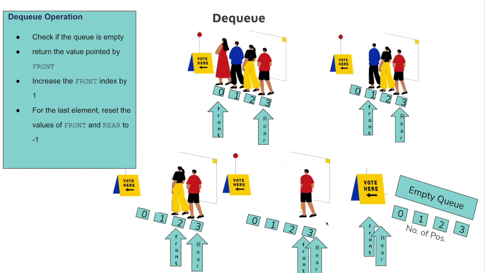Now this lady has got a chance to vote. Now front and rear are at the last position. What is the last position of the index? It is 3. So front is also pointing here, rear is also pointing here. Now, if you see the last line, for the last element, this one is the last element, reset the value of front and rear to -1. So once this person gets the chance to vote, we will reset our value of front and rear to -1. So here we have reset our value. So front and rear are now pointing to -1.